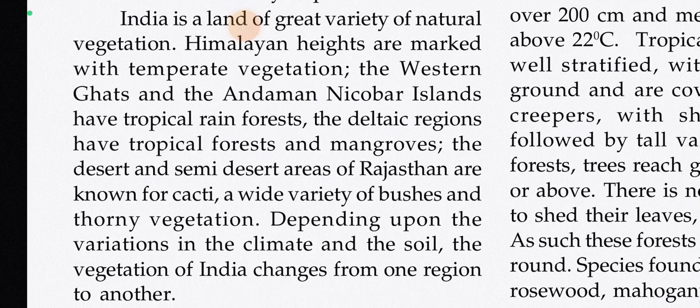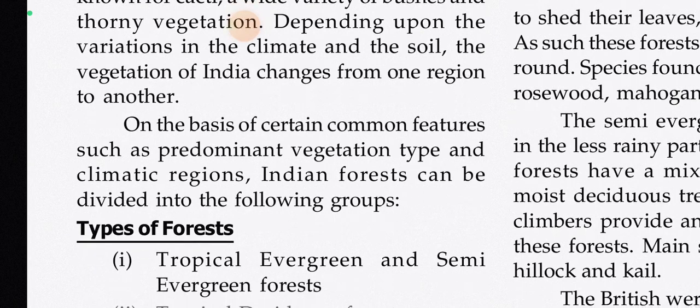India is a land of great variety of natural vegetation. Himalayan heights are marked with temperate vegetation. The Western Ghats and the Andaman Nicobar Islands have tropical rainforests. The deltaic regions have tropical forests and mangroves. The desert and semi-desert areas of Rajasthan are known for cacti, a wide variety of bushes and thorny vegetation. Depending upon the variations in the climate and the soil, the vegetation of India changes from one region to another.